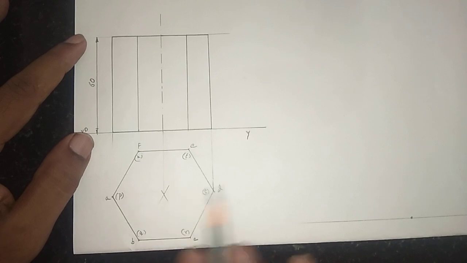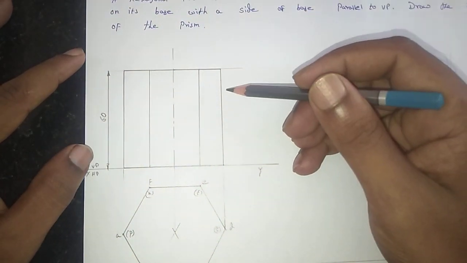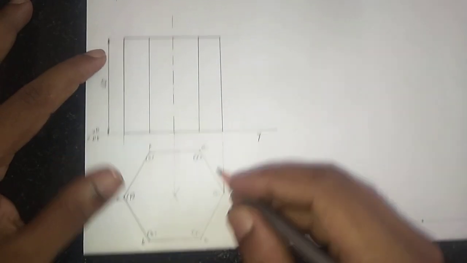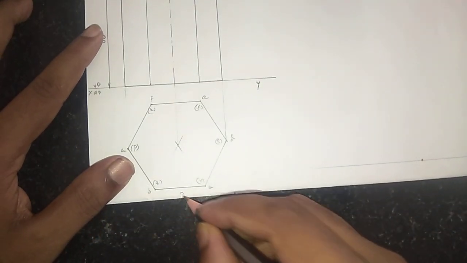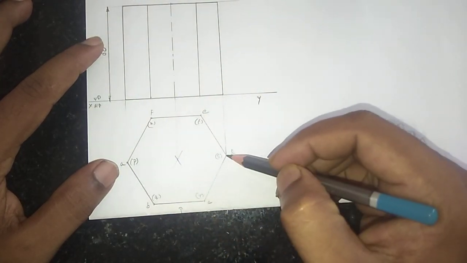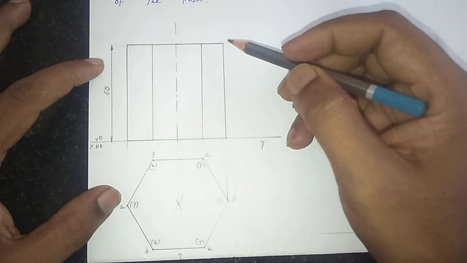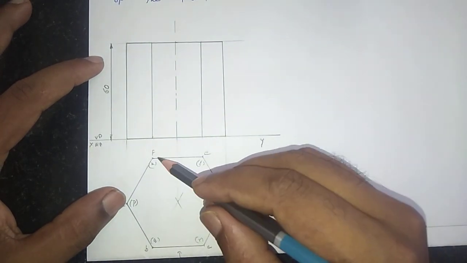First we draw the top view and next we bring the projection to the vertical plane. Here we get the front view of the object. When we look at the object from the front, on the base P, Q, R, S is visible, T and U are invisible. On the top face A, B, C, D is visible, E and F are invisible.